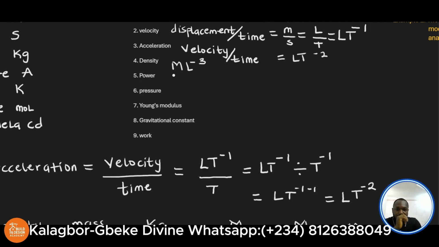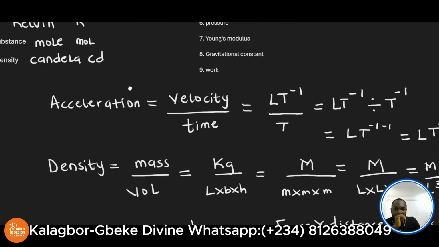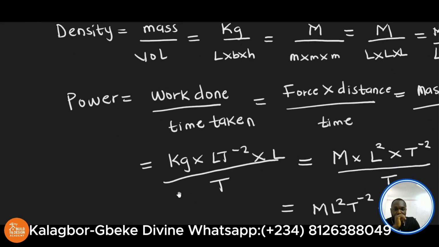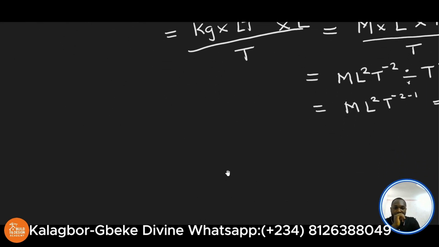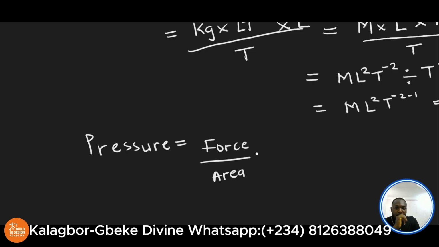Power is M L square T raised to the power minus 3. Next up, we have pressure. And we know that pressure is the same thing as force over area. Pressure is equal to force over area. And we know that area is length times breadth, where length is measured in meters and breadth is measured in meters.